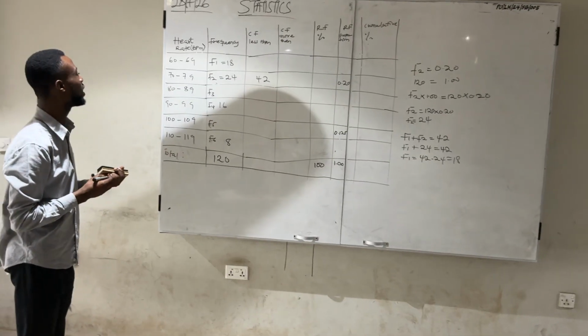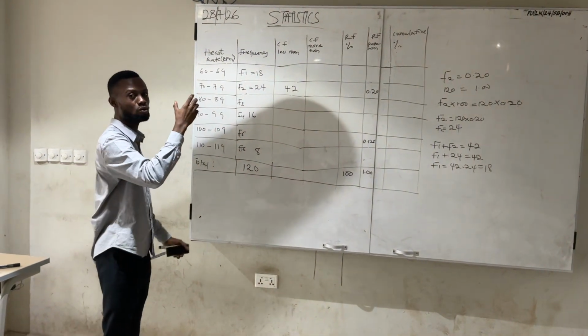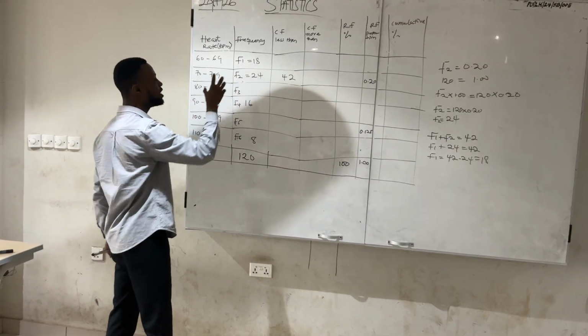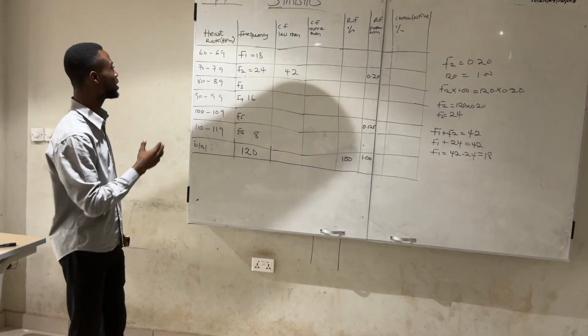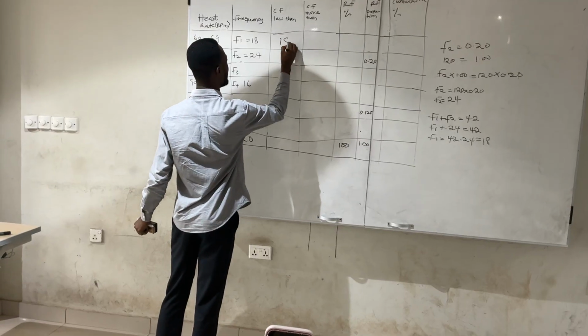We can also conclude that there are principles that rule the game. So we can say that in relative frequency less than, the first value is the same as the frequency. Therefore, this space will also be 18.